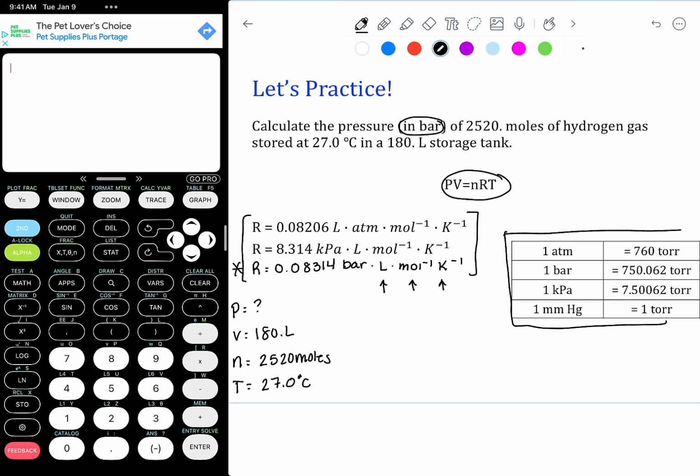Now we can see why, because R is in units of Kelvin. So in order for our units to properly cancel, our temperature has to be in Kelvin, our moles have to be in moles, and our volume has to be in liters. So we always want to convert to match our constants. In this case, R is our constant. So we're going to add 273.15 to our 27 to get our temperature in Kelvin, and we get 315 Kelvin.